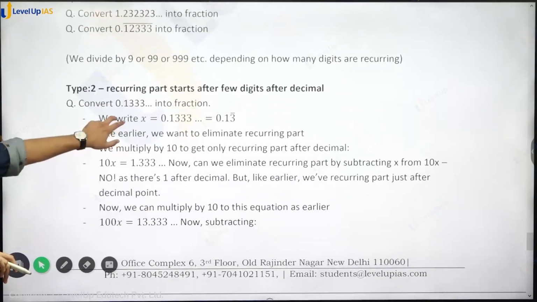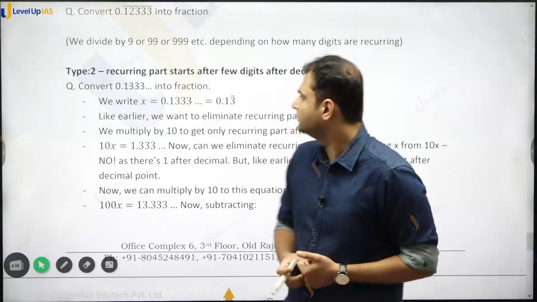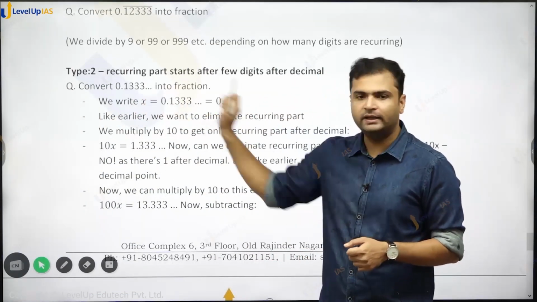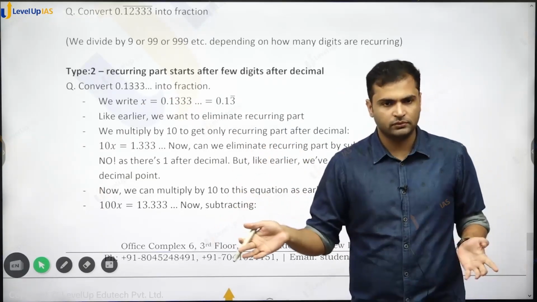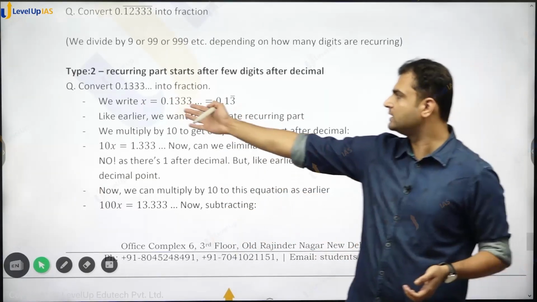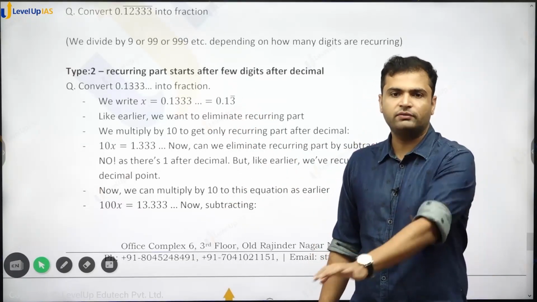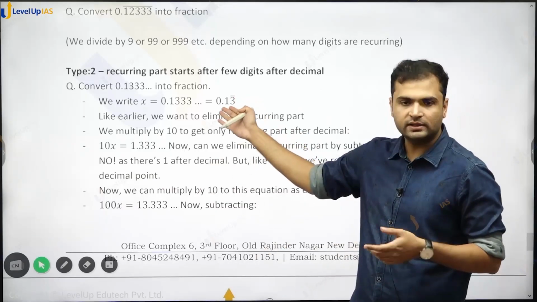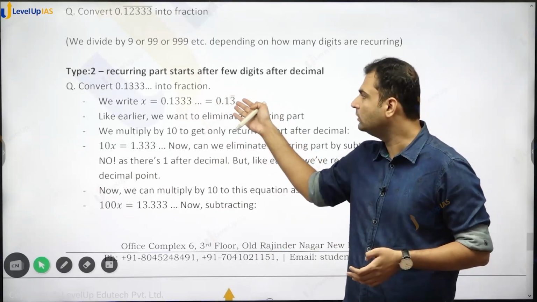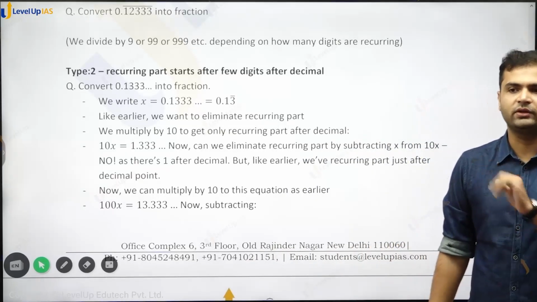Second case was recurring starts after few digits. कुछ digit बाद recurring start होगा. Like 0.1 and then recurring starts 333333. Method is same. वो हमने देख लिया. We write it as x. Our goal is to get same digits after decimal point, so that when we subtract they get cancelled. So firstly ऐसे तो हो नहीं सकता. Firstly we'll get it to 1.3 bar such that recurring starts immediately after the decimal point.